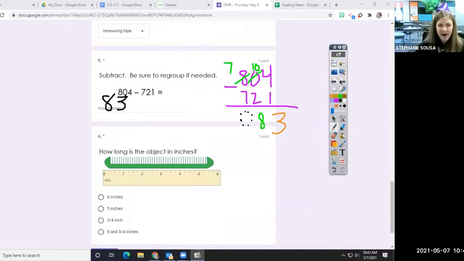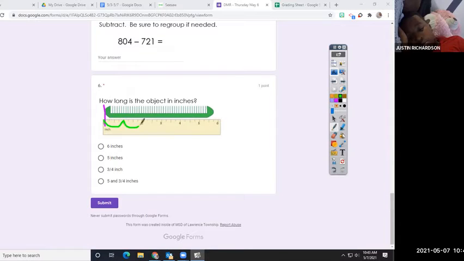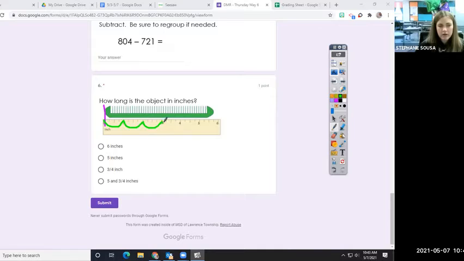All right. How long is this object in inches? They lined it up with the 0, so we're good to measure. We have 1, 2, 3, 4, 5 complete inches. It's not to the 6 yet, so it's not 6 inches, it's in the 5. So I'm going to get rid of the 6. I'm going to get rid of the 3/4 because I know it's at least 5 inches.